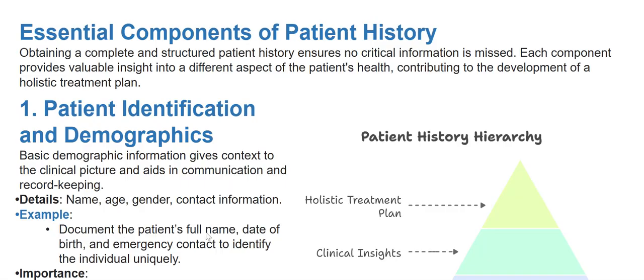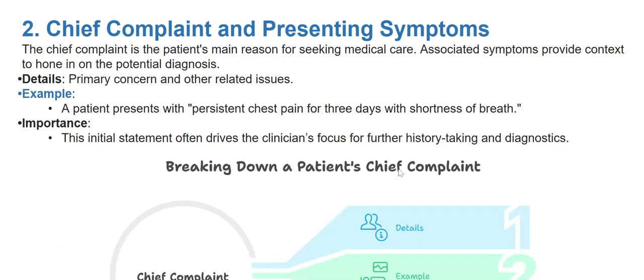Example: document the patient's full name, date of birth, and emergency contact to identify the individual uniquely. The importance here: accurate demographics ensure the history is tied to the correct patient, avoiding mix-ups in records or lab results. And here's a diagram on patient history hierarchy.